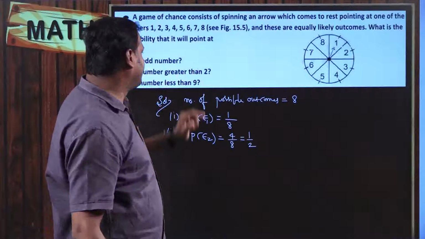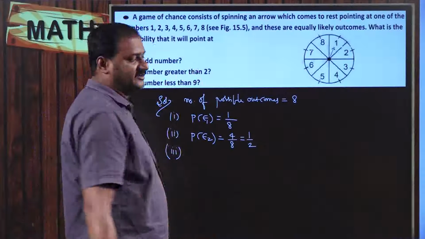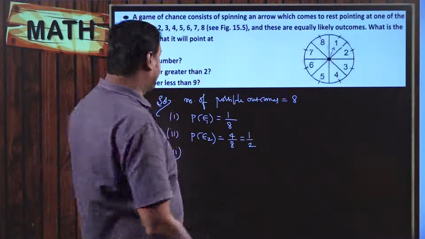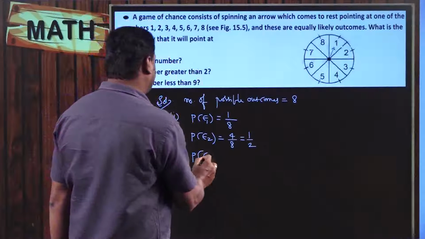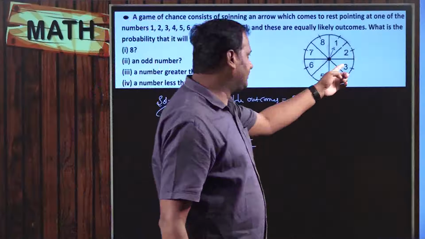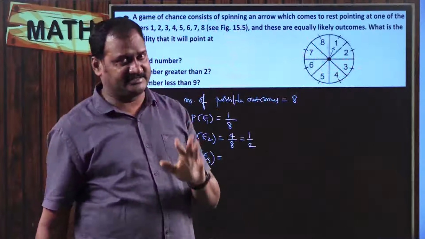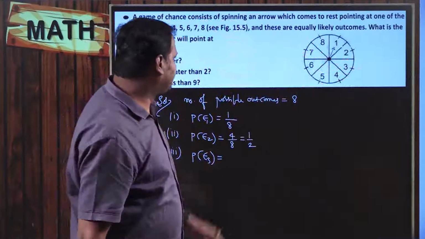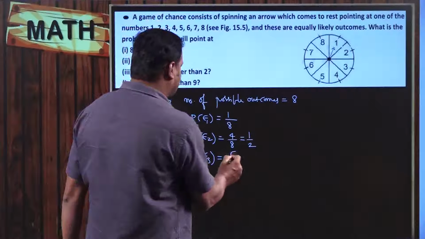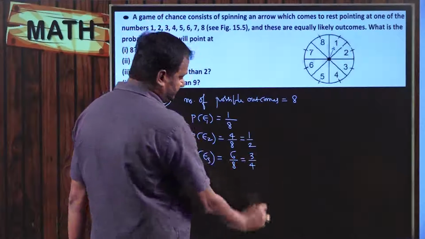A number greater than 2. A number greater than 2 means 2 should not be included. There are 8 numbers in total. The numbers greater than 2 are all these numbers; 1 and 2 will be excluded. So there are 6 numbers greater than 2. Therefore 6 divided by 8, which is equal to 3 divided by 4.